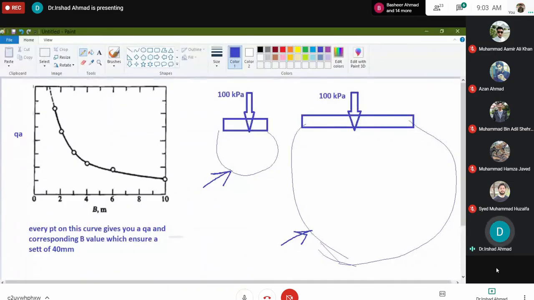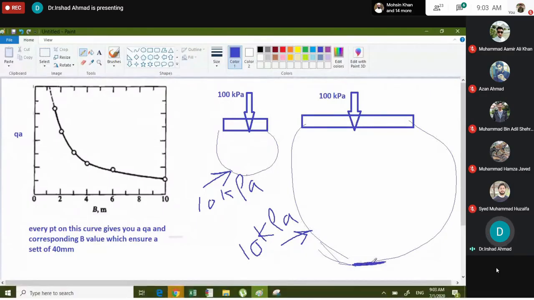ये किसके बराबर हुआ? 10 kPa के बराबर हुआ। और ये भी 10 kPa. Now you can imagine the 10 kPa. This soil is stressed by 10 kPa.